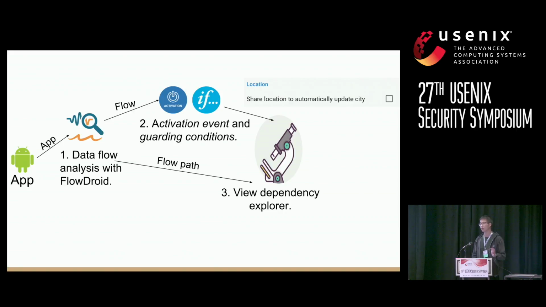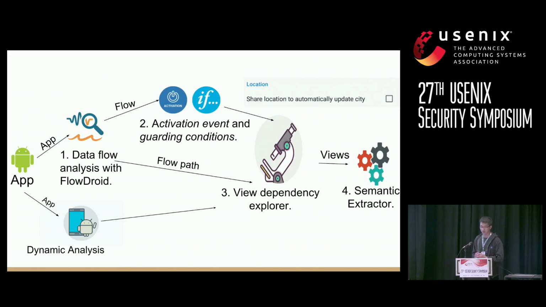These steps require some value analysis. So we have an optional component called the dynamic analysis component that could give some help. Then after this step is done, we have all the related views. Then we send these views to the Semantic Extractor. This one will extract the text and images from each view.